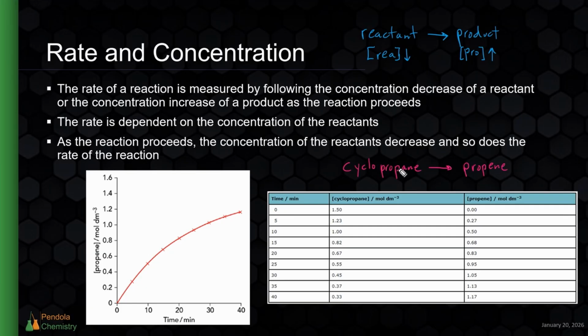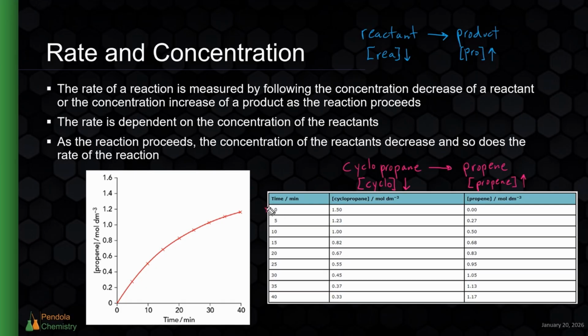That means that over the lifetime of this reaction, the concentration of the cyclopropane, we'll just call that cyclo here, is going to decrease, whereas the concentration of the propene is going to increase. So that's how reactions work. Reactants get used up, they create products, right? In this case, cyclopropane gets used up and propene is made. And we can see that here.